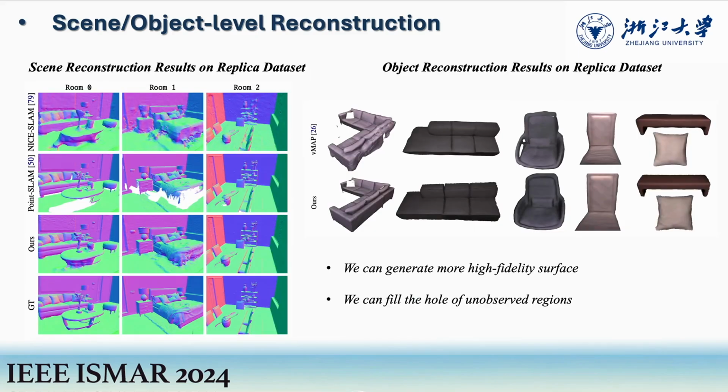We show some visualization results of scene-level and object-level reconstruction. From the figure, we can see that our approach can generate higher-fidelity surfaces and fill in unobserved regions due to the smooth prior of our neural representation.